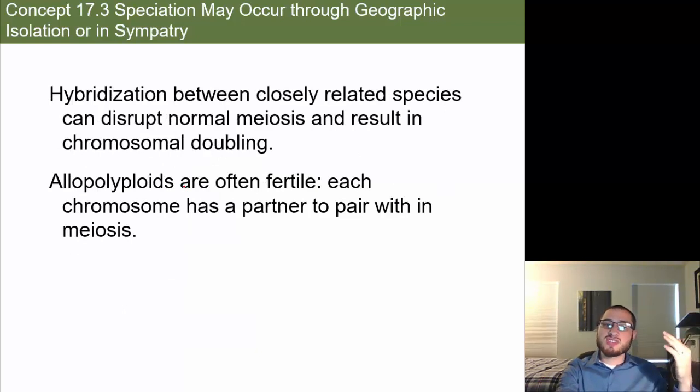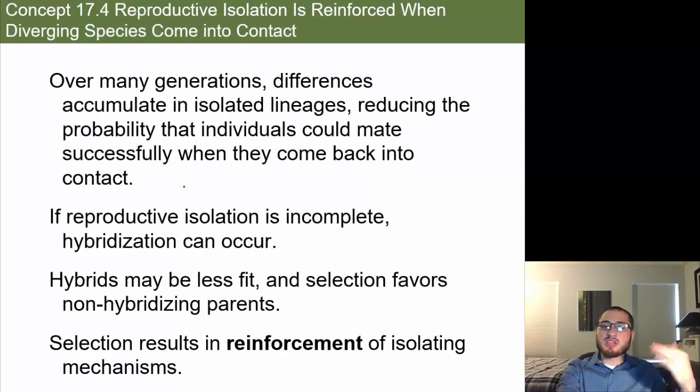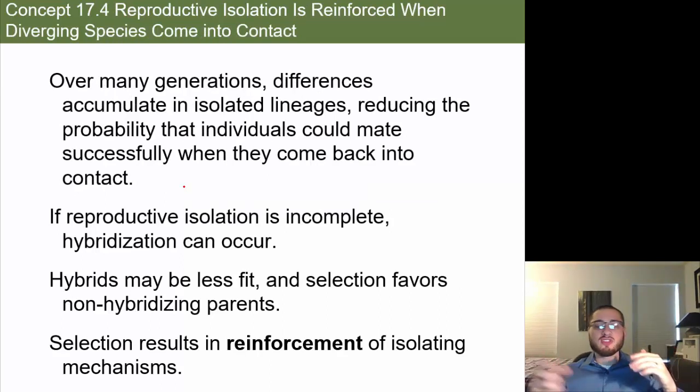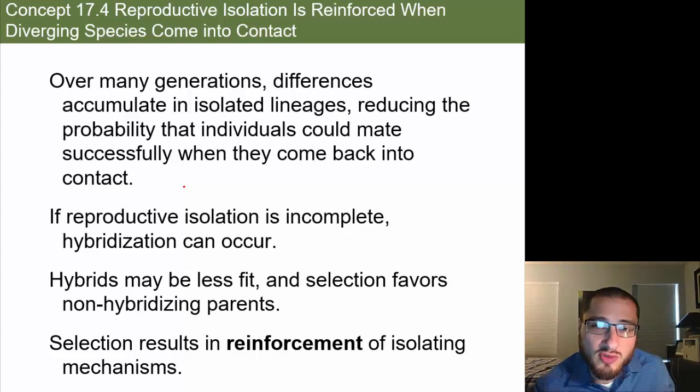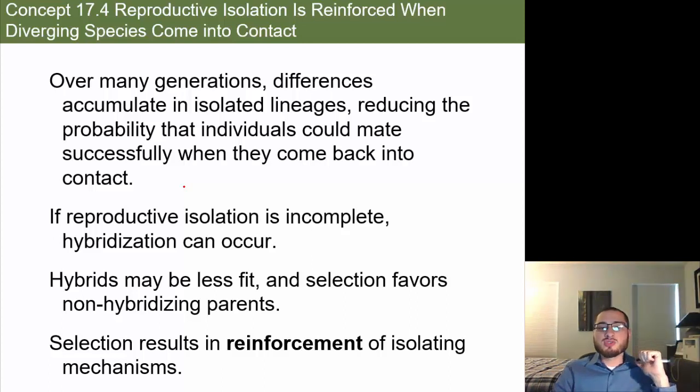Hybridization between closely related species can disrupt normal meiosis and result in chromosomal doubling. Allopolyploids are often fertile, so each chromosome has a partner to pair with in meiosis. And that also adds to the complication of understanding how we're going to separate species and when the species has separated. So over many generations, differences accumulate in isolated lineages, reducing the probability that individuals could mate successfully when they came back in contact, if they came back in contact.